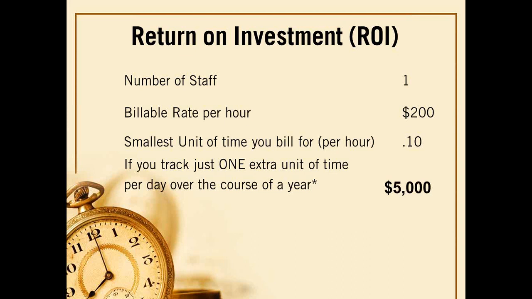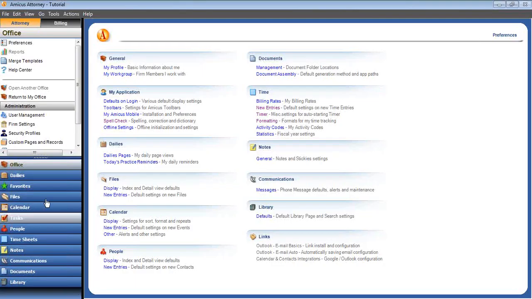It's actually $5,000, which is a little bit mind-blowing because we're not saying that you should work more. We're saying that you should capture more time and how that will affect your bottom line. So let's take a look at the actual version of Amicus.